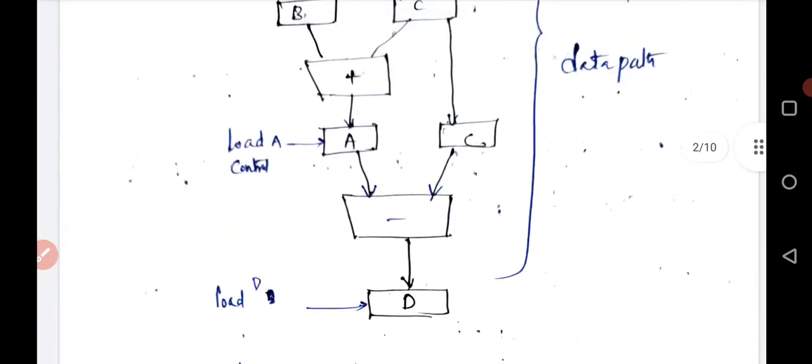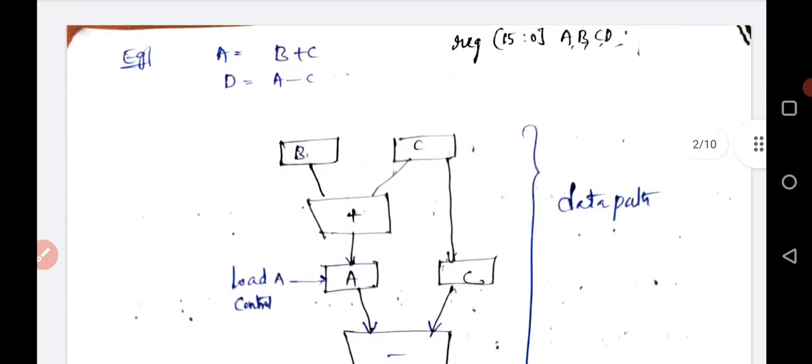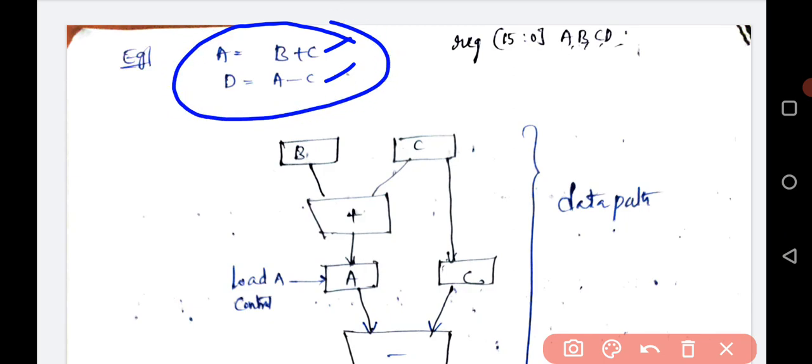So let us see a small example. In this small example, we have to perform the addition of two numbers. Here, a is equal to b plus c, and d is equal to a minus c. If you want to perform this addition and subtraction operation, obviously here I have four variables: a, b, c, and d. If you are performing operations in any digital system, you have to store the data first of all.